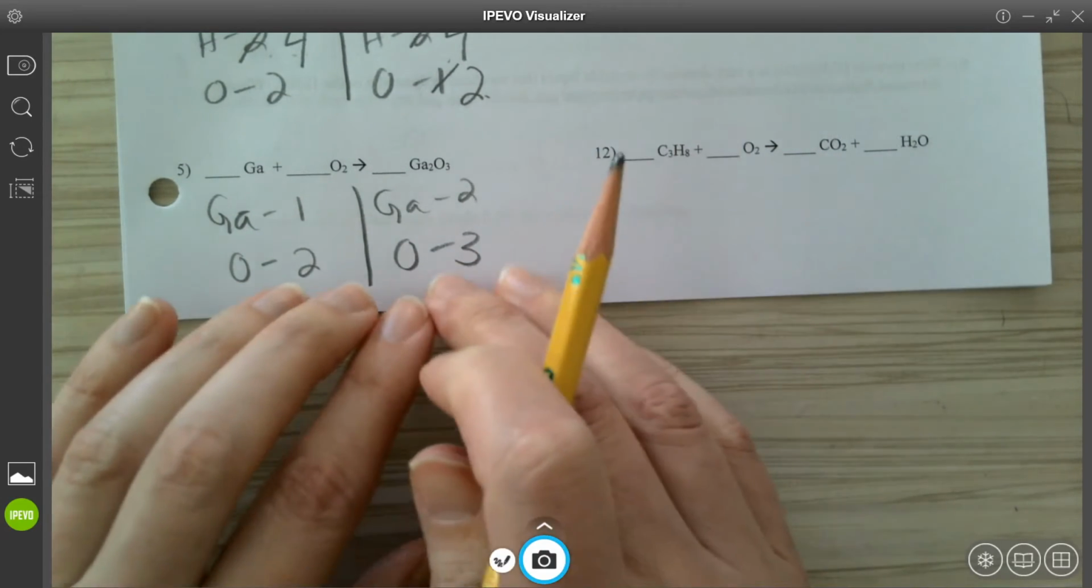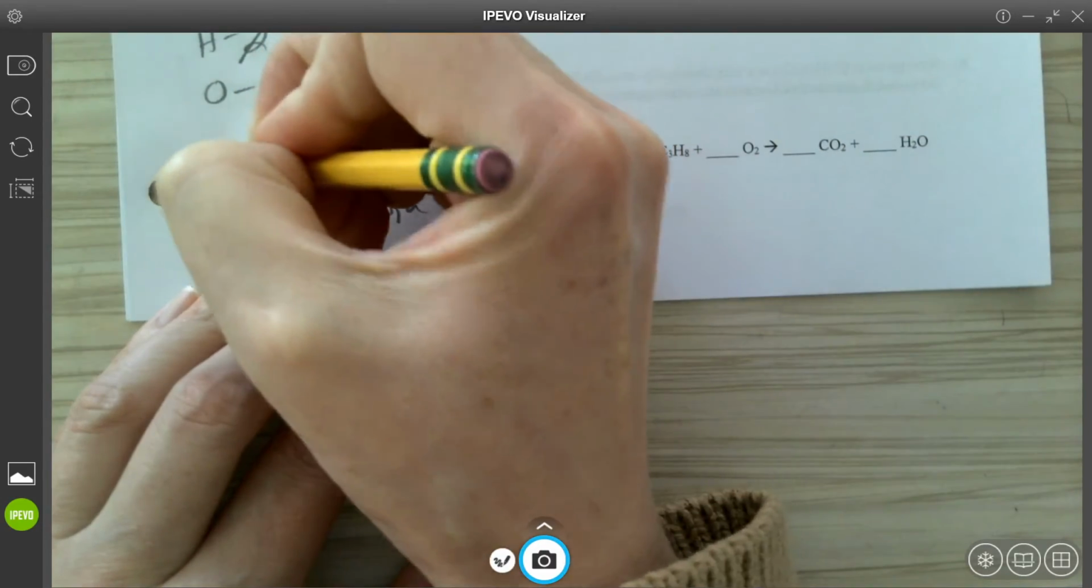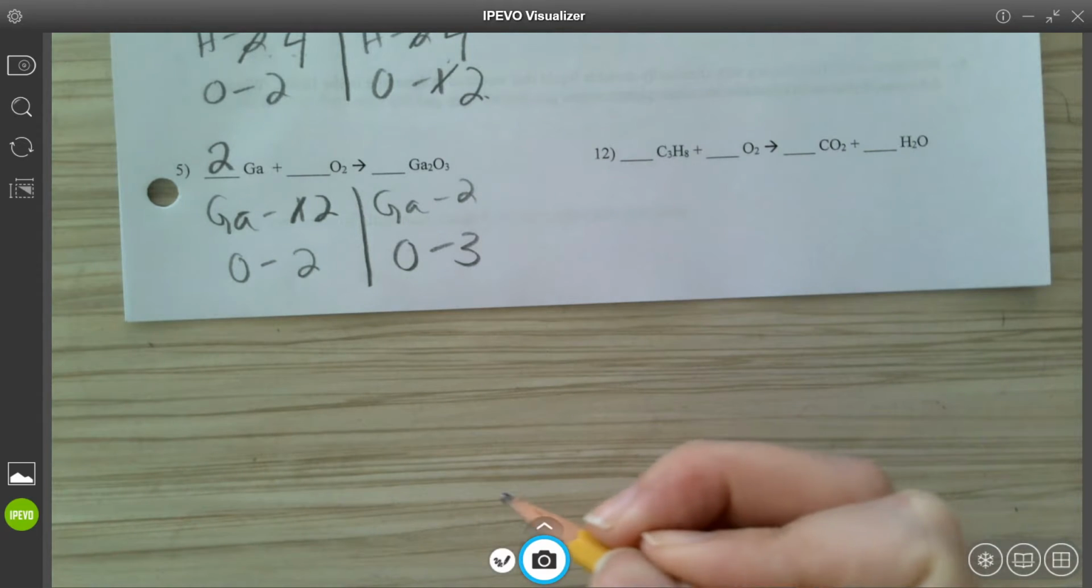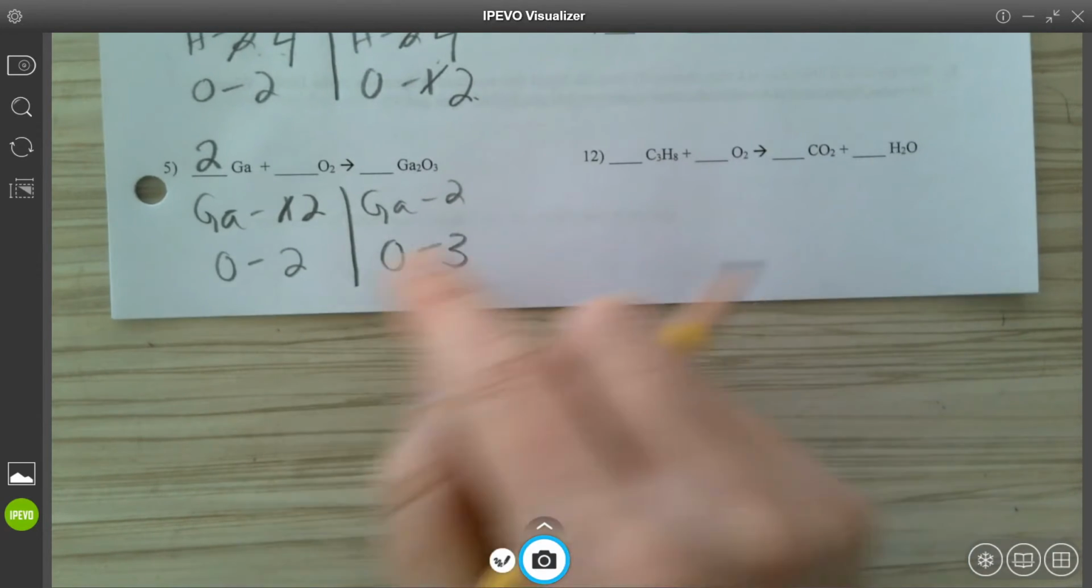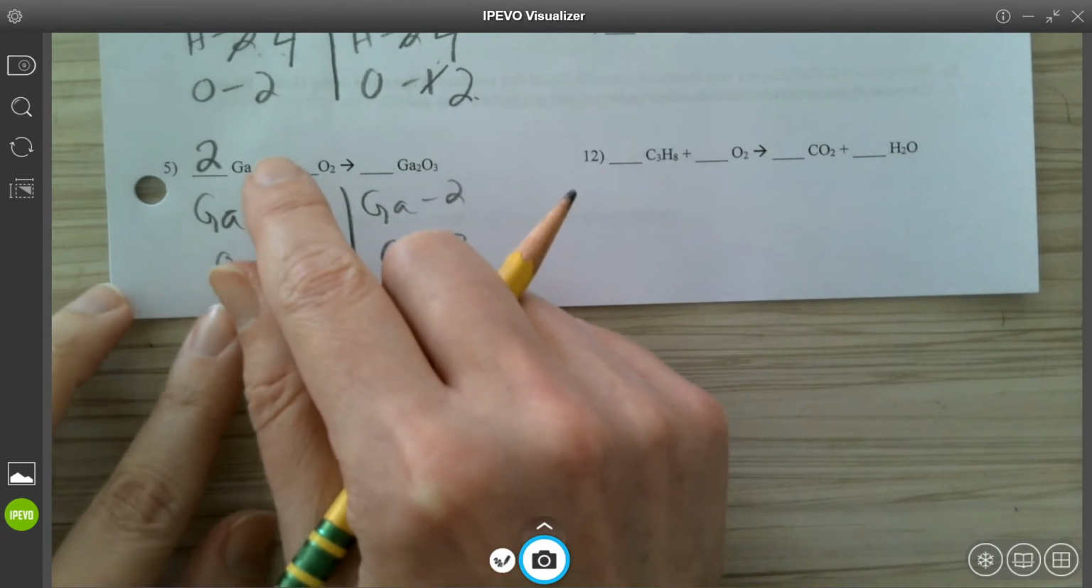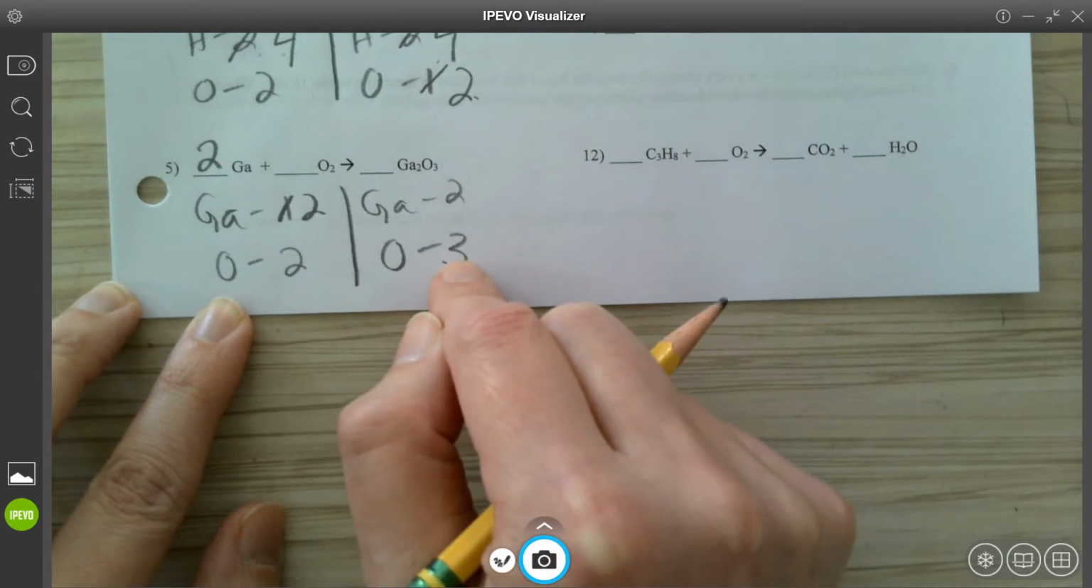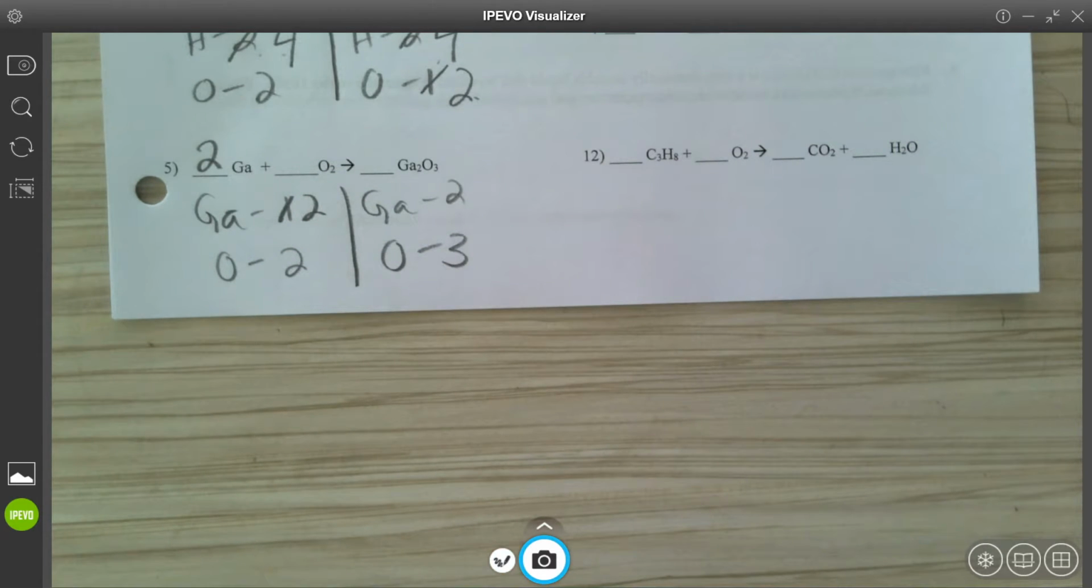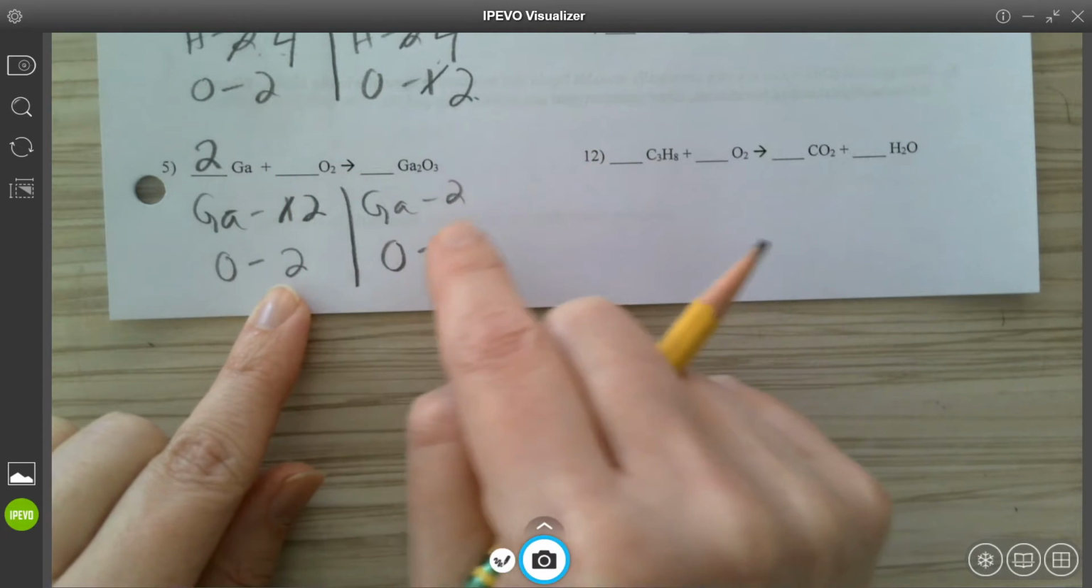Okay, so you can see the first thing we do is balance the GAs. That's pretty easy. The second thing we need to do is balance the O's. This one's tricky. There's nothing times 2 that will give you 3. You're going to run into this issue a lot. It's what I call the 2-3 issue or the even-odd issue. There's nothing times 2 that will give you 3.